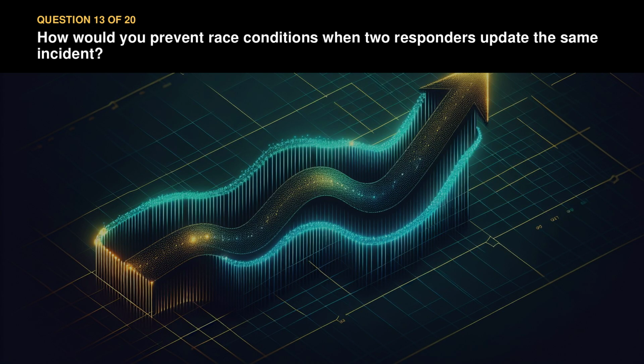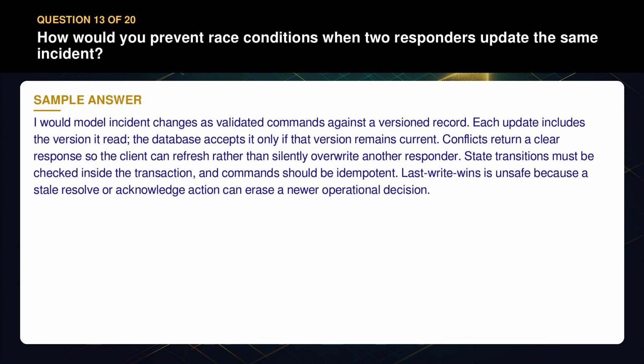Question 13. How would you prevent race conditions when two responders update the same incident? I would model incident changes as validated commands against a versioned record. Each update includes the version it read. The database accepts it only if that version remains current. Conflicts return a clear response so the client can refresh rather than silently override another responder.